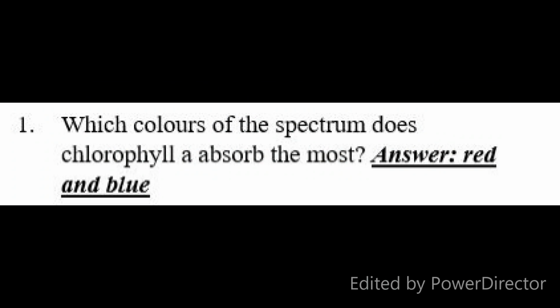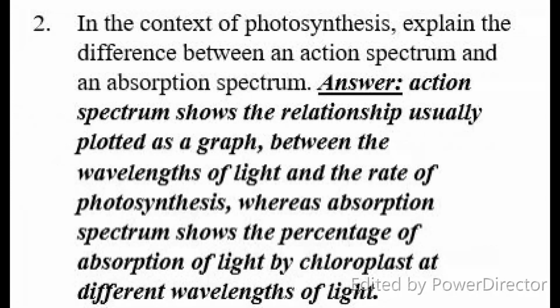Evaluation. 1. Which color of the spectrum does chlorophyll a absorb the most? Answer: red and blue. 2. In the context of photosynthesis, explain the difference between an action spectrum and an absorption spectrum. Answer: an action spectrum shows the relationship, usually plotted as a graph, between the wavelength of light and the rate of photosynthesis, whereas an absorption spectrum shows the percentage of absorption of light by chloroplasts at different wavelengths of light.